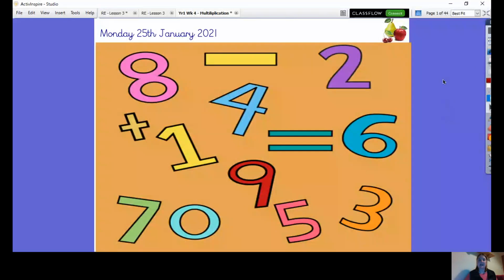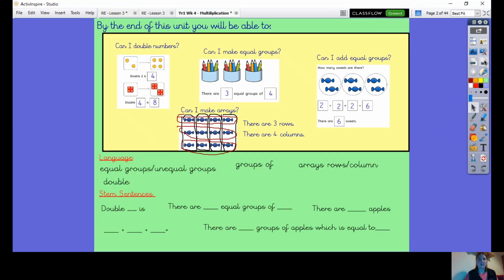Okay, so good morning. This is Monday morning, 25th of January. This is our maths for this Monday. So we're all ready. This week we're moving on and we're going to be looking at doubling numbers, equal groups, adding equal groups, and then something called arrays. Okay, so let's have a little look.